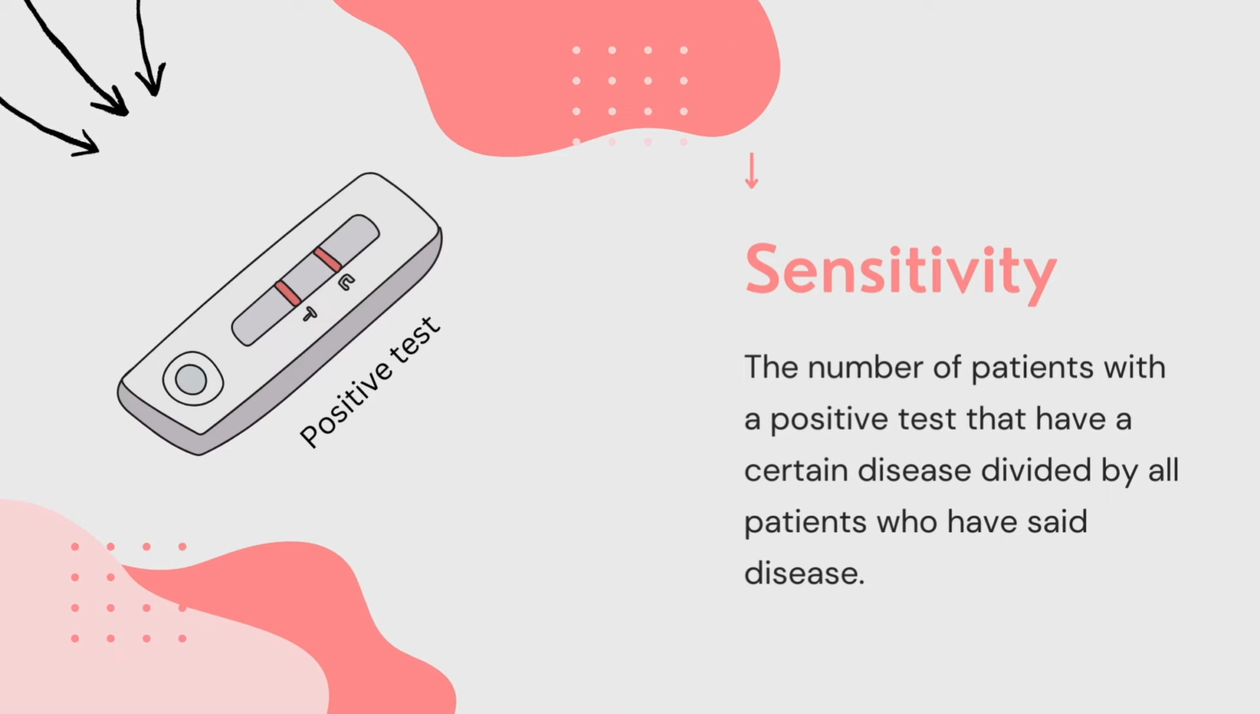All right, so starting with sensitivity. Sensitivity is the number of patients with a positive test that have a certain disease divided by all patients who have this disease. So sensitivity refers to a test's ability to designate an individual with a disease as positive. So if a test has a high sensitivity, then this means that there are few false negatives, and so only a small number of cases of a disease are going to be missed with a test that has high sensitivity.